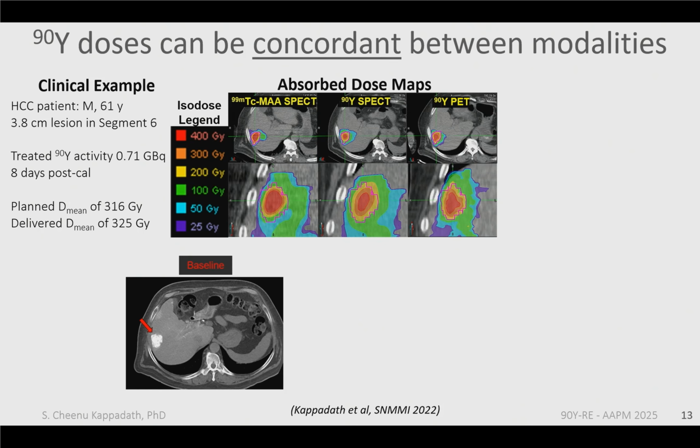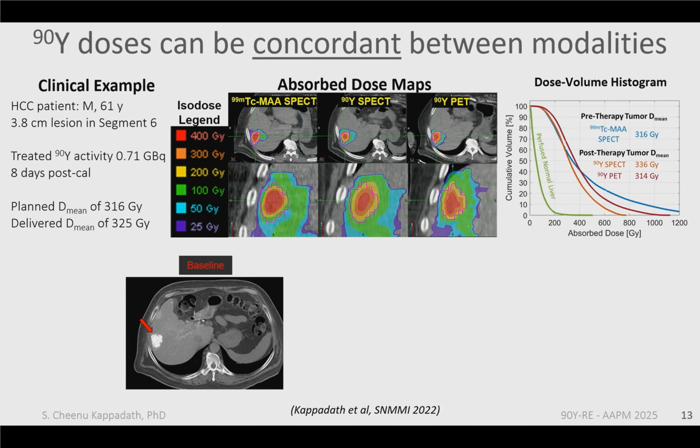So we can see that with the 3 modalities, if we look at spatial distribution, we are seeing very concordant dose distributions between those modalities for the patient. And if we go a step further and look at the DVHs for these patients, we can see we can get these DVHs to match up pretty well, right? So the point here is the old paradigm of, oh, MAA is not predictive of Y90. I think some of those arguments are becoming more tenuous now.